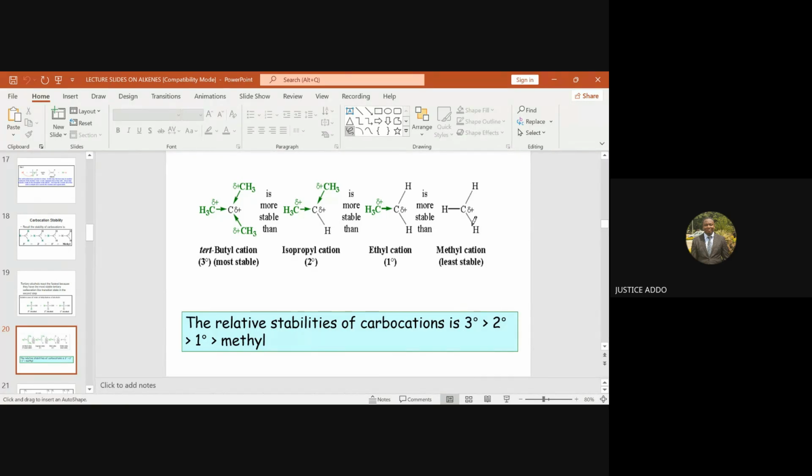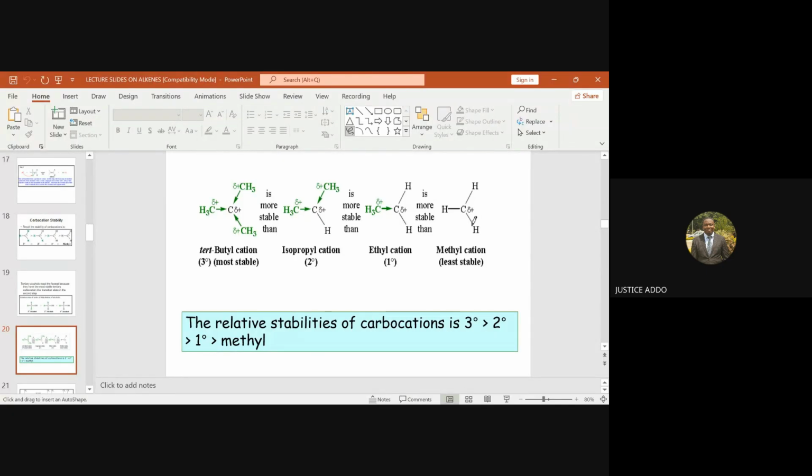So we are saying that the tertiary carbocation is the most stable, because that carbon with the positive charge is bonded to 3 other carbons, methyl groups, and those groups are pushing electrons to neutralize the positive charge. And the more you're able to neutralize the positive charge, the more stable it becomes.